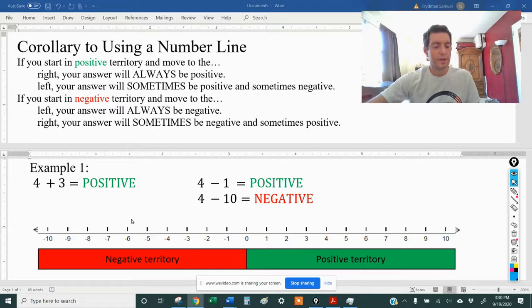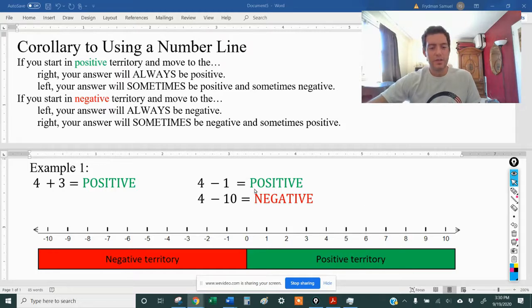On the other hand, if you start in negative territory, so that means you're starting somewhere over here, which are the numbers that are less than 0, so they are to the left of 0. If you start somewhere here and you move to the left, then your answer will always be negative. But if you move to the right, your answer will sometimes be negative and sometimes positive. So let's look at some examples.